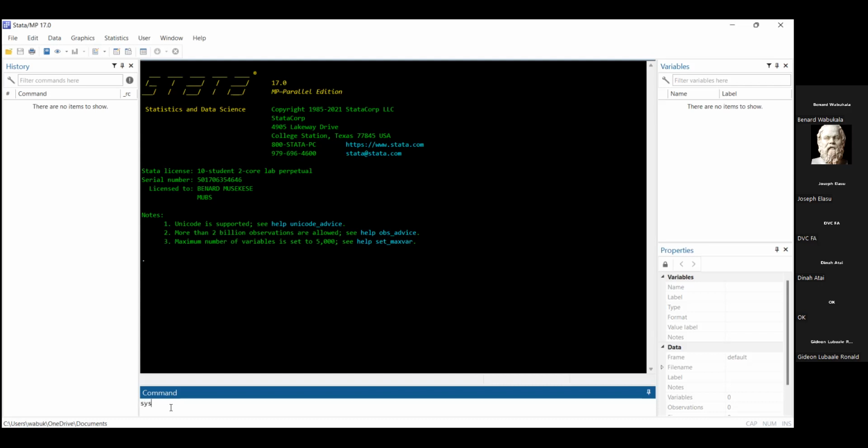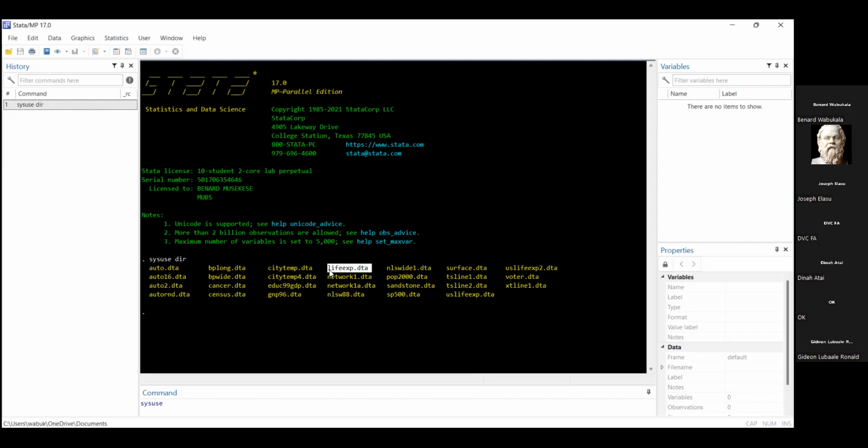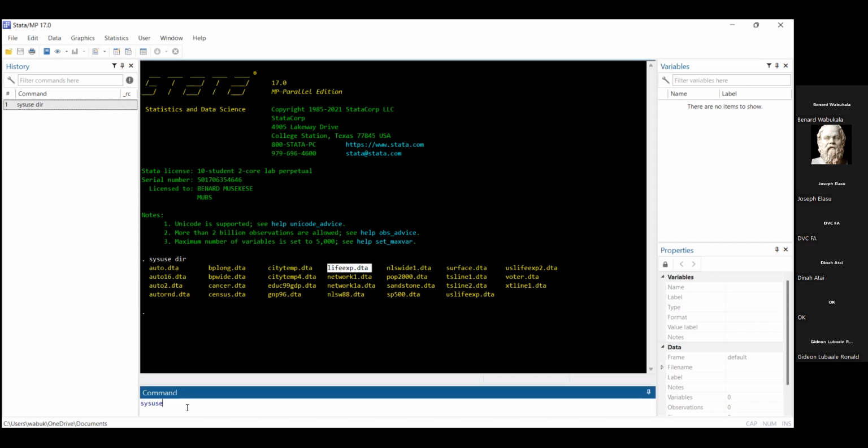You can just type sysuse dir to access those data sets which Stata comes with. All these are sample data sets which you can download or pick and use for your illustration, whatever it is. Some of the data is cross-sectional, some of it is time series, so each of these depends on what you want to do. I'm going to pick one here with sysuse. I'm going to be picking this particular one. It's about life expectancy. Type it here or just copy and paste it here. There should be a space, then you press enter.